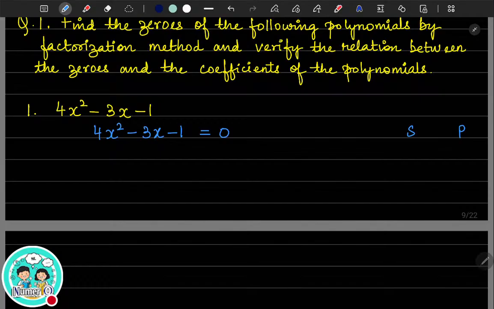Okay, so the sum is nothing but the value of your b. Okay, that's your sum, which is nothing but minus 3, and the product is nothing but a into c. So you have your a is nothing but 4 and c is nothing but your minus 1. So always equate this, this is of the form ax square plus bx plus c. Okay, so you have to equate it and compare it with the standard form of a quadratic polynomial.